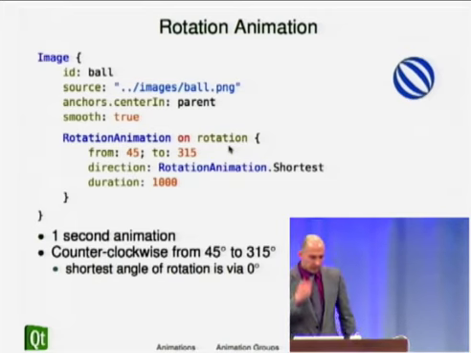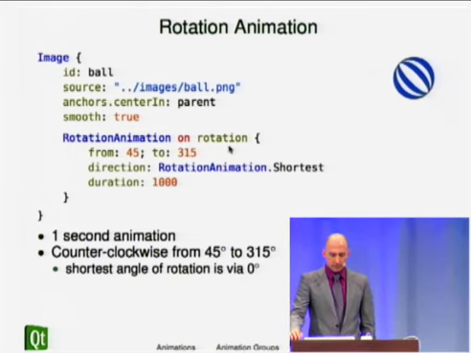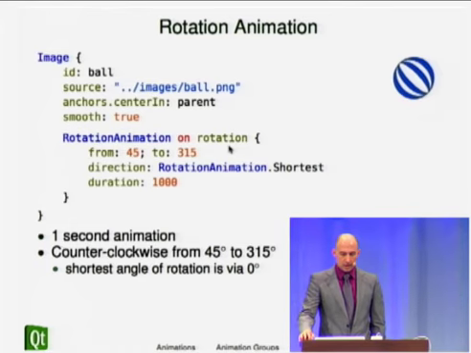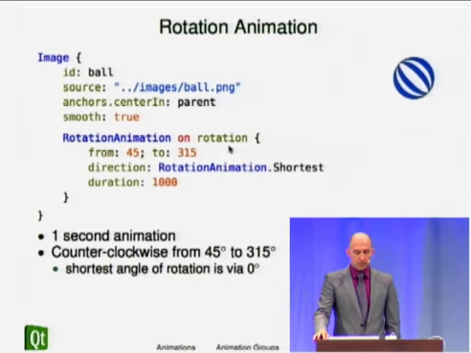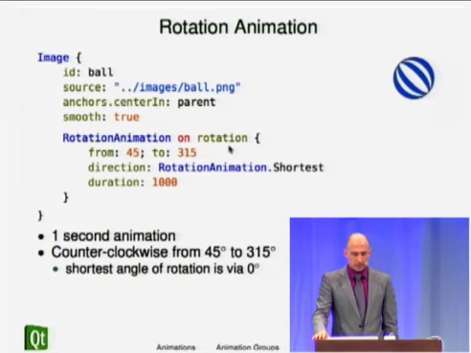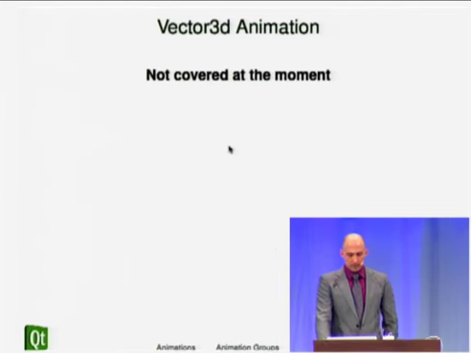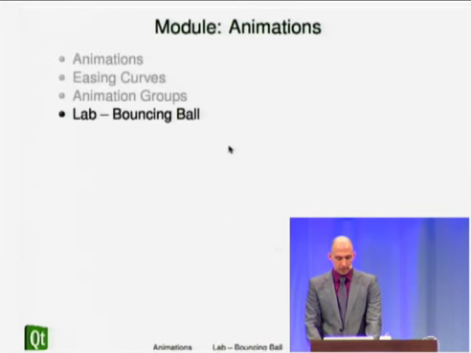So in this case, we have a ball image, which is centered in the parent. It's smooth, so it looks better. We have a rotation animation going from 45 to 315, and it's supposed to figure out which way to rotate by itself. This is, if you're doing any kind of games-y type thing, quite neat, because you don't have to worry about where it's actually currently at and which way to rotate makes more sense. And we want this to take 1 second. Yep, as I said, vector 3D is not covered, so we could look at this. Oh, no, we don't look at it because it comes up in the lab.